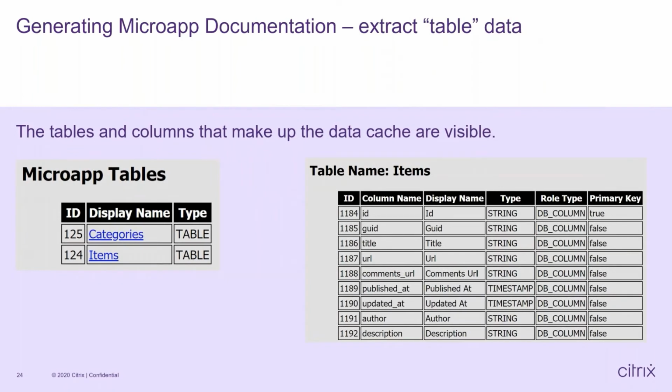One of the key features of the tool is being able to quickly see the structure of the data cache. This is the tables, columns, and relationships that make up the database that drives your microapps. You can review the data types assigned to the columns to make sure the configuration matches your expectations.